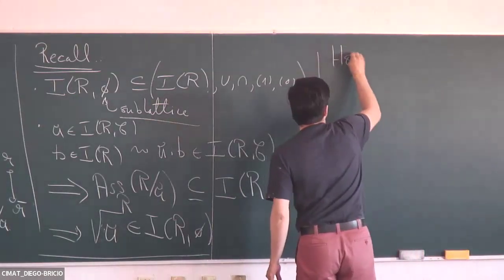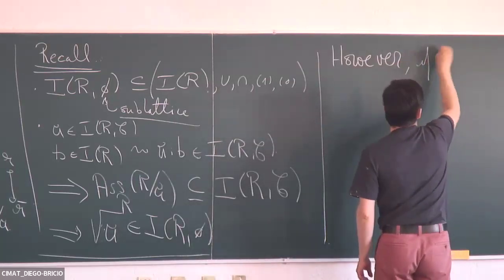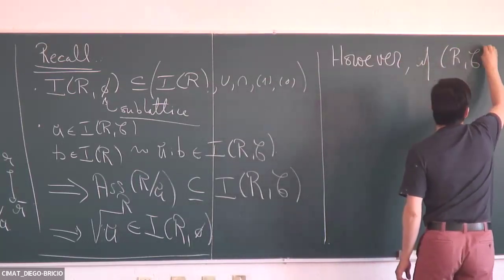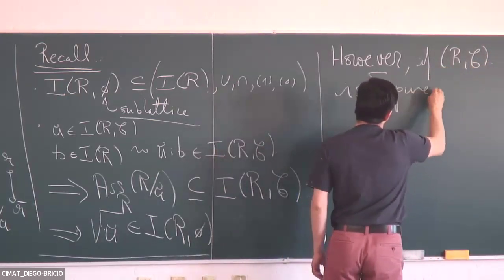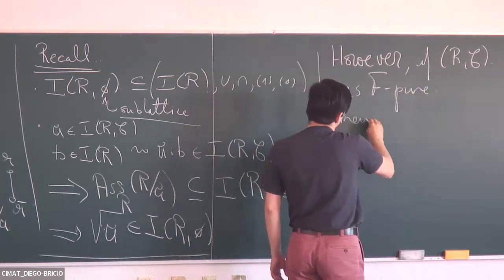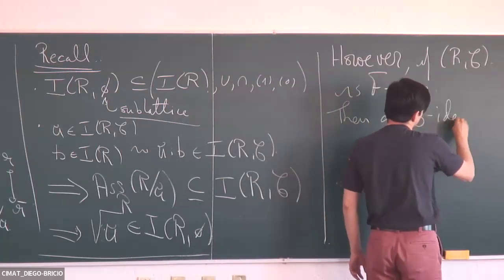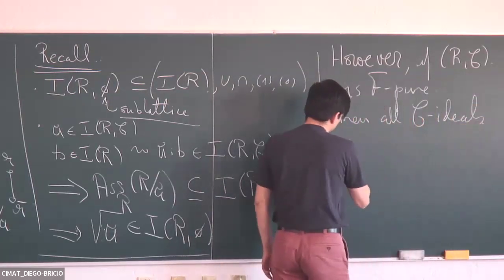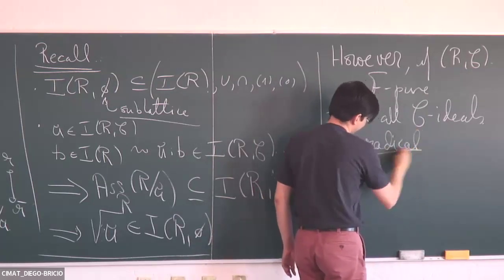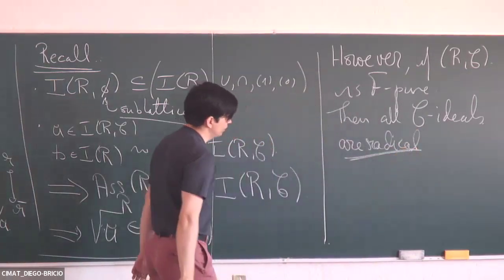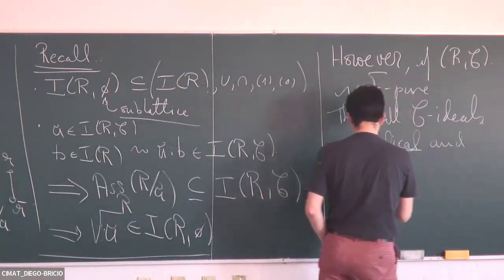However, remember that if the pair R comma C is pure, then all C ideals are radical and there are finitely many of them.